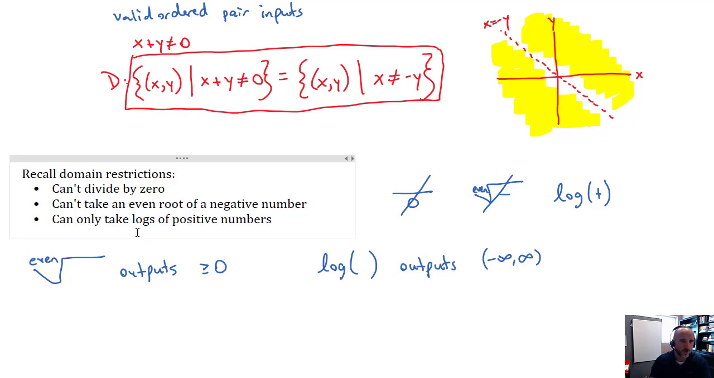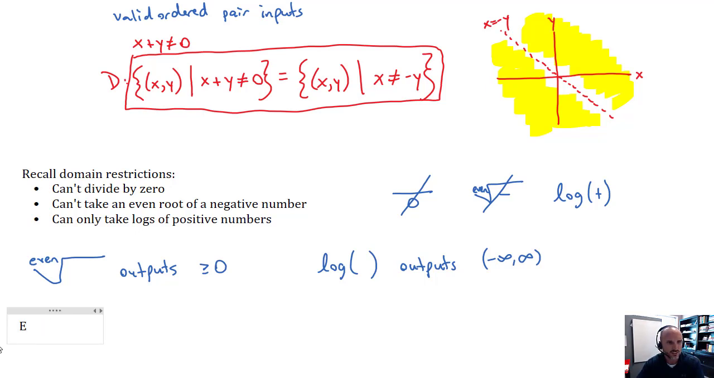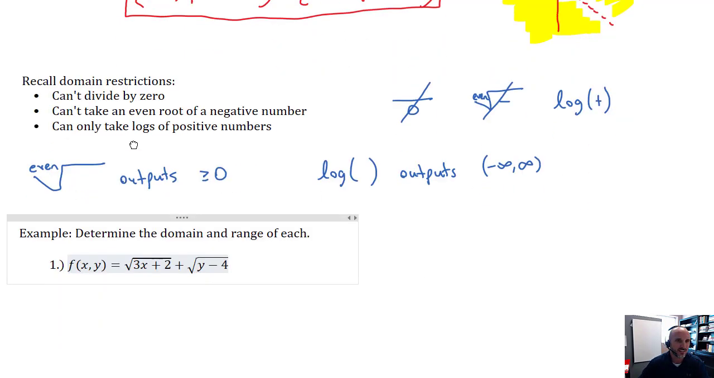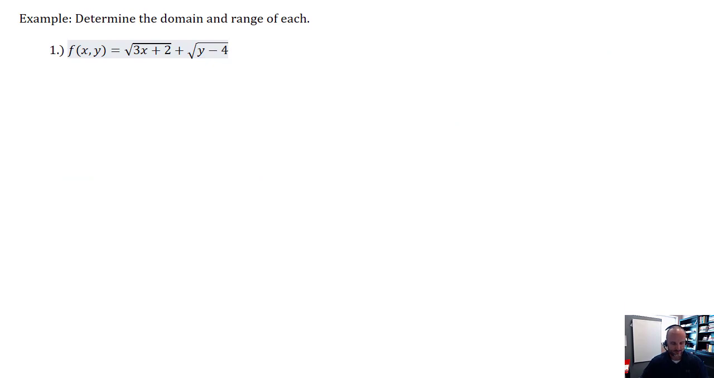Because we're going to be working on domain and range moving forward, let's try some of these. Determine the domain and range of each. In number 1, let's look at f of x comma y equals the square root of 3x plus 2 plus the square root of y minus 4. All right, we want the domain and the range.